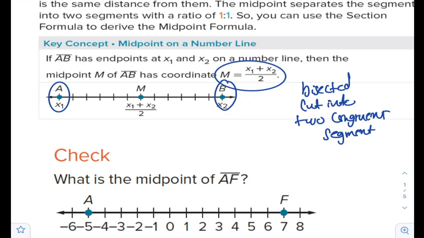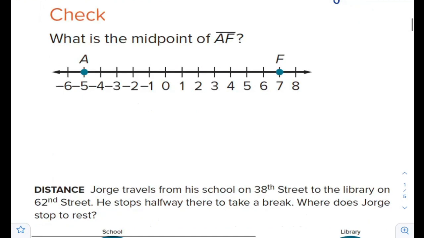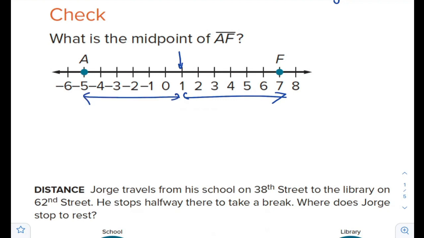Now let's see how we can solve problems related to this part. What is the midpoint of AF? You can do it mentally. You can detect that there is a point exactly at the middle where the distance between the midpoint and the endpoint is the same from two sides. From here to here 6 units, from here to here 6 units. So that means the midpoint is 1. It's easy to know that mentally if the question has endpoints that are nearby.